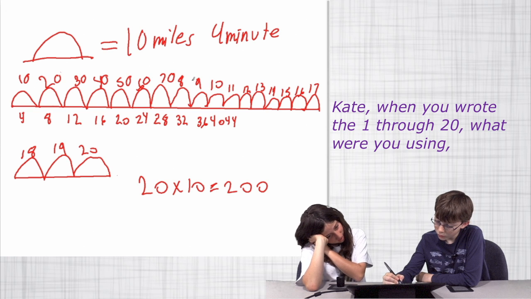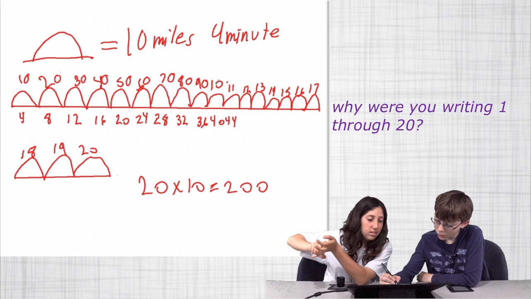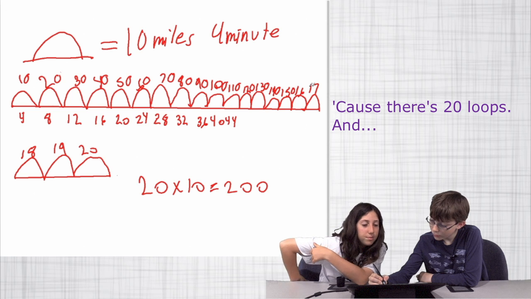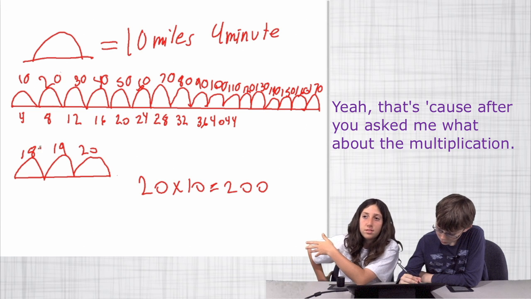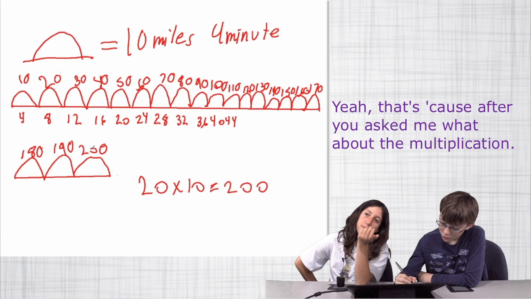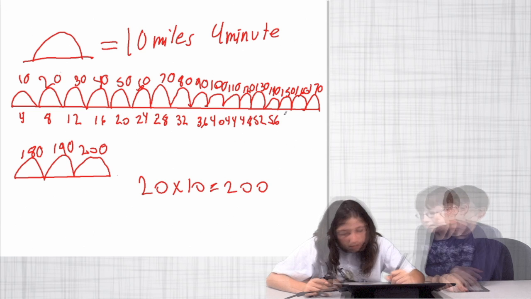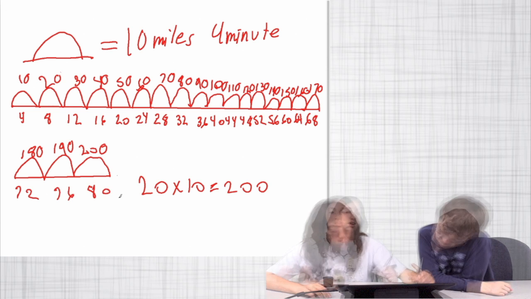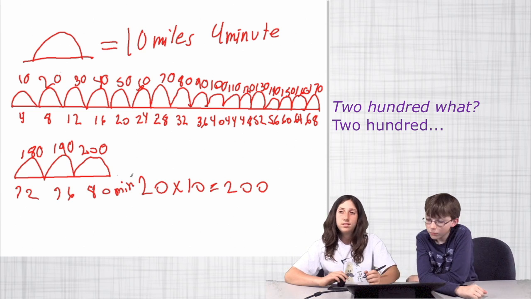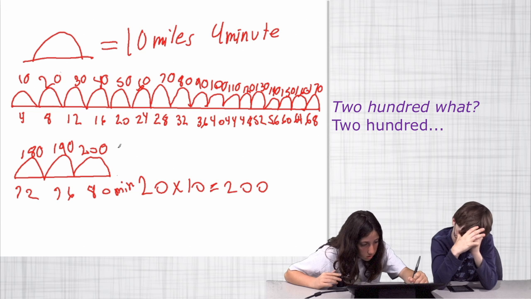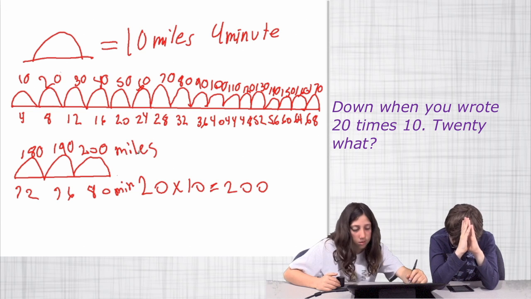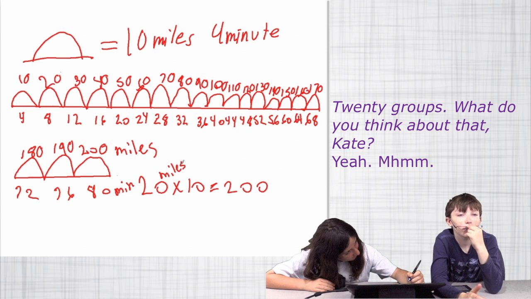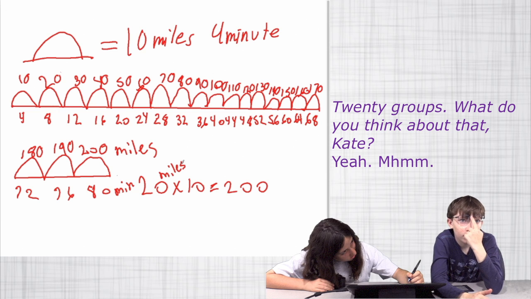Kate, when you wrote the 1 through 20, what were you using? Why were you writing 1 through 20? Why was I writing it? Because there's 20 loops. Because I asked you where's the multiplication. Yeah, that's because after you asked me about the multiplication. And with 200 what? 200. And then down when you wrote 20 times 10, 20 what? 20 groups of 10 miles. 20 groups? What do you think about that, Kate? Yeah.